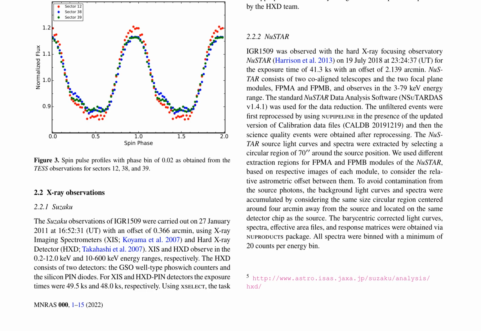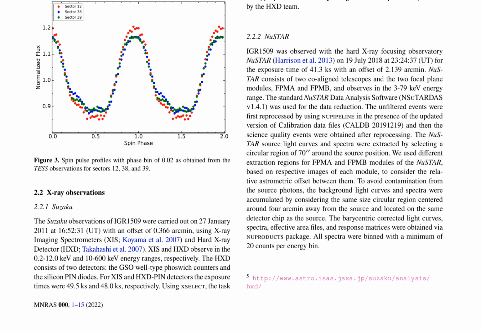Light curves and spectra were extracted from circular regions around the source and background, considering the astrometric offset between the FPM-A and FPM-B modules. Barycentric corrected light curves, spectra, effective area files, and response matrices were obtained using the nuproducts package.